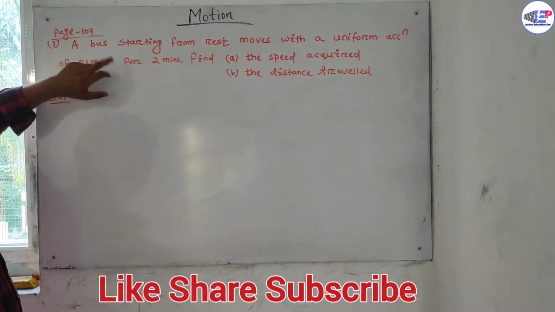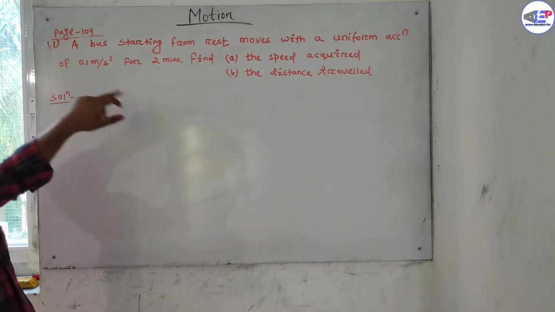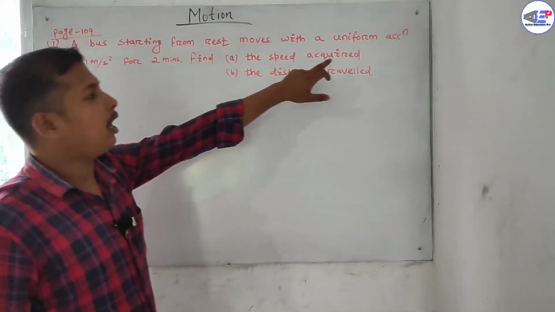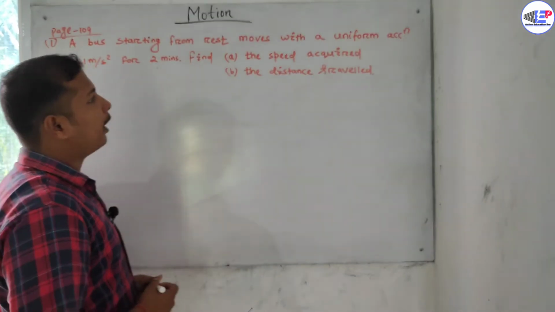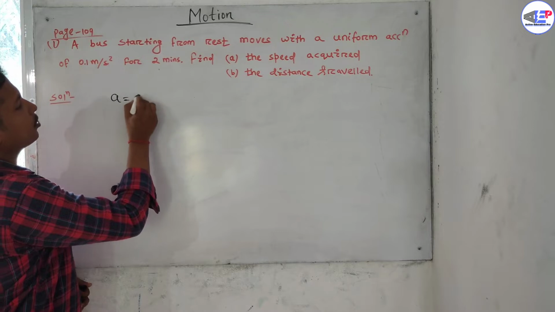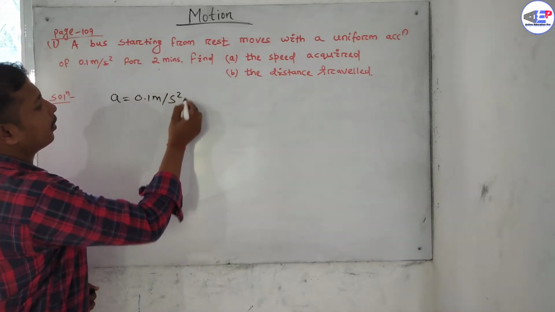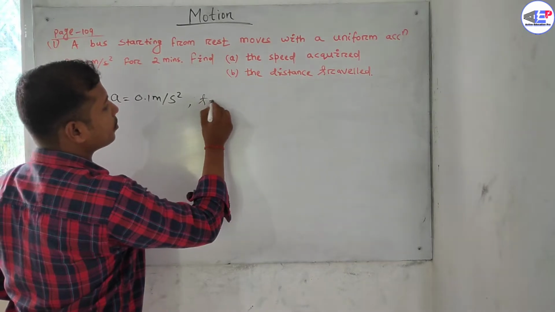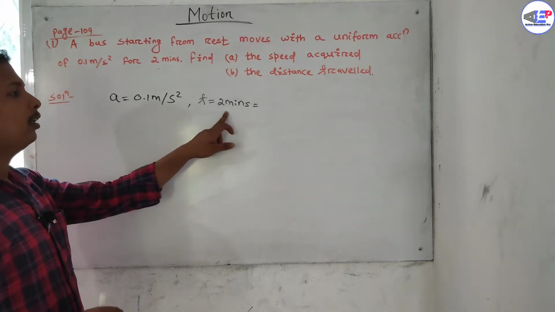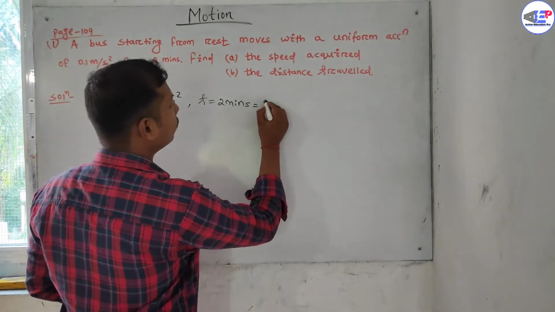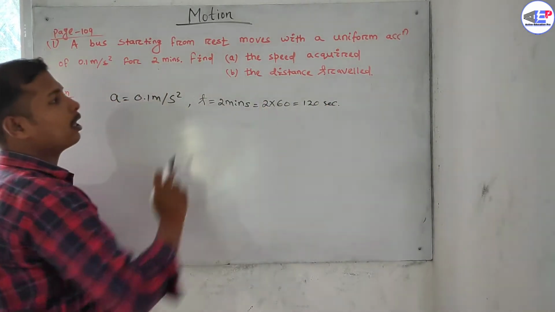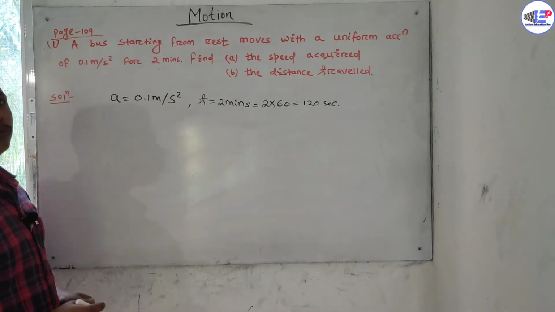A bus starting from rest moves with a uniform acceleration of 0.1 meter per second square for 2 minutes. Find the speed acquired and the distance travelled. So we have to find out the speed and the distance. Here given that acceleration a is 0.1 meter per second square and time t is 2 minutes. We have to convert the time to seconds. So it will give 120 seconds.